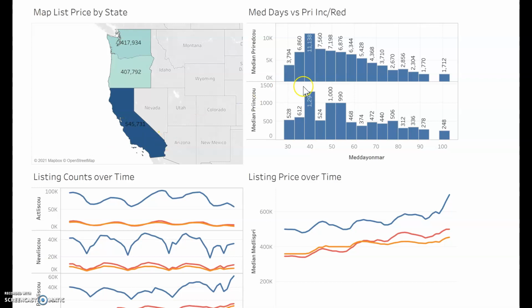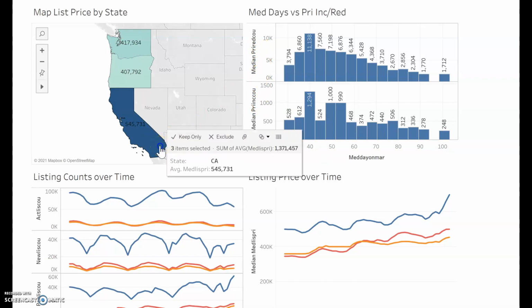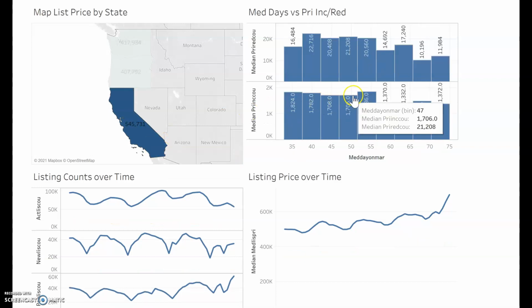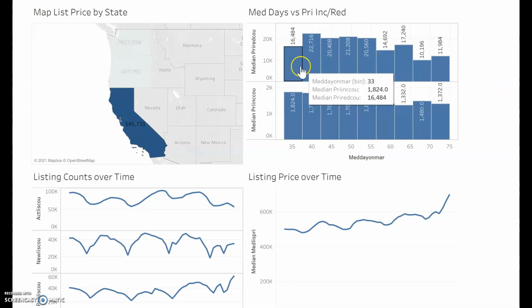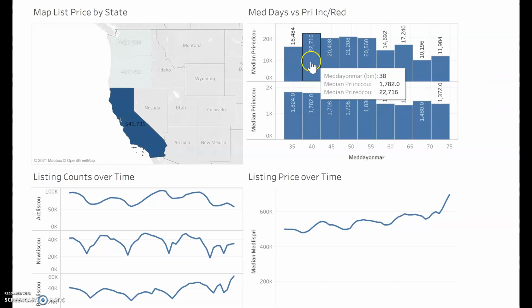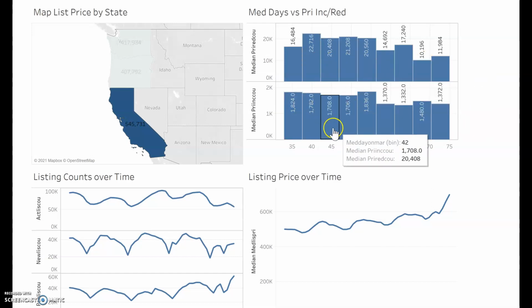Looking over at the second chart on the top right, we can see the median days on the market as well as the price increase count and the price reduction count in terms of the prices. And we can look at it specifically by state. So if we look at California, we can see that they have a very high change in price, whether it's reduction or increase, although the price reduction is a lot larger change than the price increase.